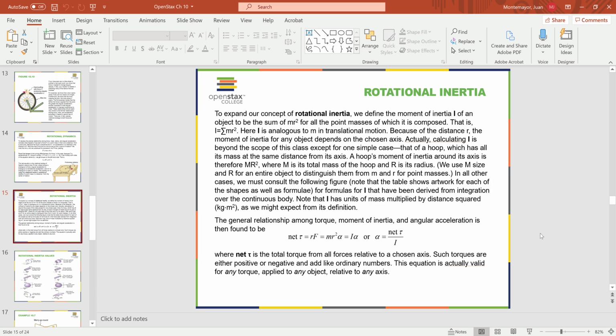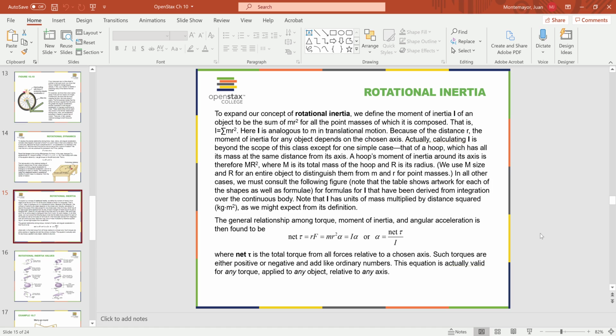Because of the distance r, the moment of inertia for any object depends on the chosen axis. Actually calculating I is beyond the scope of this class except for one simple case, that of a hoop, which has all of its mass at the same distance from its axis. A hoop's moment of inertia around its axis is therefore M R squared, where M is the total mass of the hoop and R is the radius. We use big M and big R for the entire object to distinguish them from little m and little r for point masses.